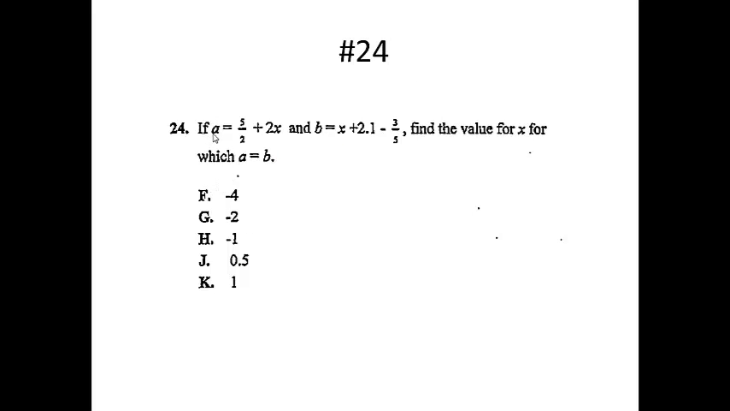Number 24, if A equals 5 halves plus 2x and B equals x plus 2.1 minus 3 fifths, find the value for x for which A equals B. Well, if I want to find where A equals B, I'm basically just going to set those two equal to each other. So I'll have 5 halves plus 2x equals x plus 2.1 minus 3 fifths. And what I'm going to do at this step right here is change everything to decimals since we do have a calculator.